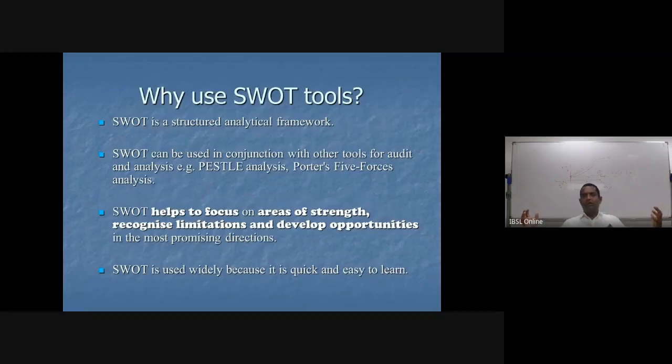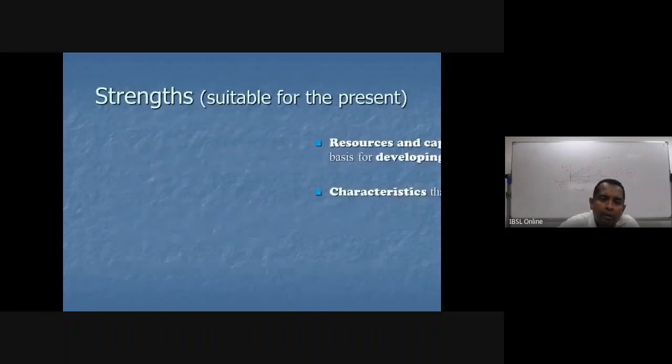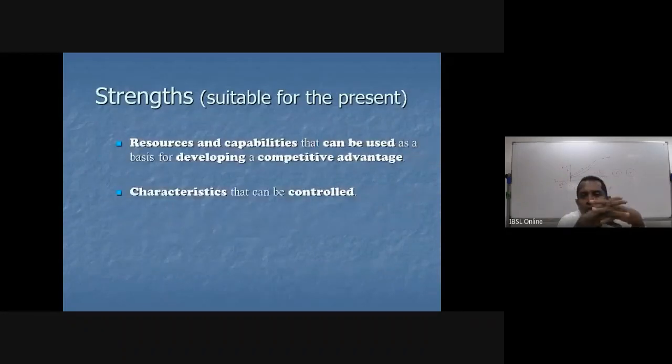It will allow us to focus on the strength, recognize the limitations, and develop opportunities. It is an easy function. Right? Strength: suitable for the present. Resources and capabilities that can be used as a basis for developing competitive advantage.